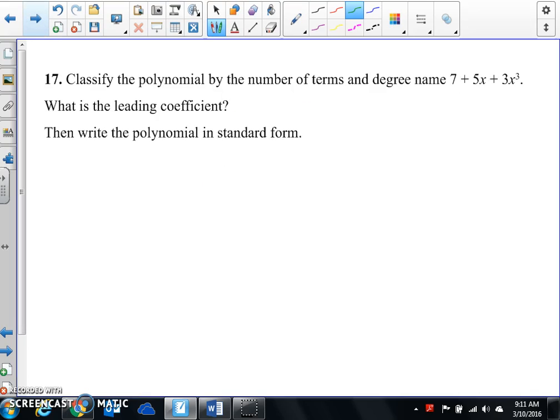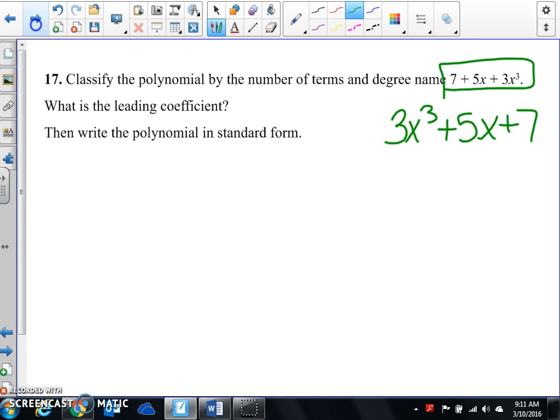All right, so the first thing we need to do is write this in standard form, so by highest degree. So this is 3x to the third plus 5x plus 7. So it says, what is the leading coefficient? The leading coefficient is this 3. And then it says, write it in standard form, classify the polynomial. All right, so I have 1, 2, 3 terms, so it's a trinomial. And my highest degree is the to the third, so it's a cubic.